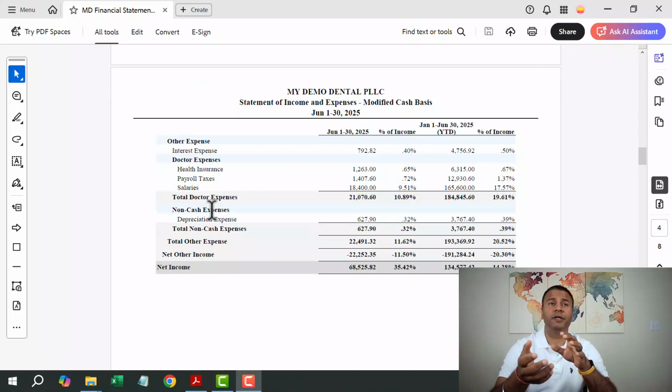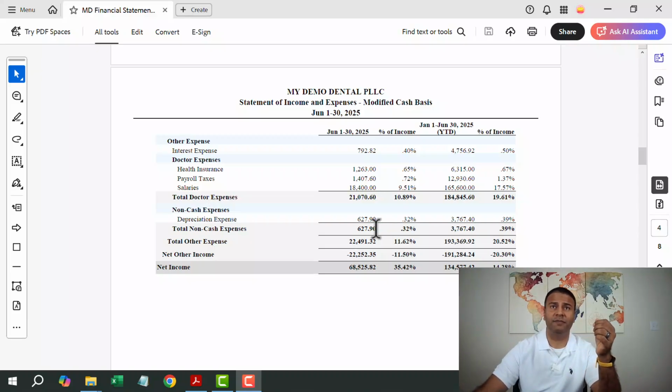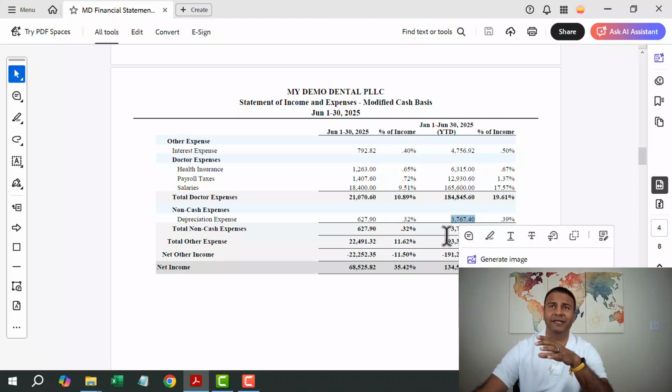Okay, so then there you have the non-cash expenses. You're not paying for depreciation each month. It's just one of those tax journal entries we make each month to take that expense. So that's what that is. So it's just telling you that for the month of June, they had depreciation expense of $627,000, and for year to date, it's $3,700. Okay.